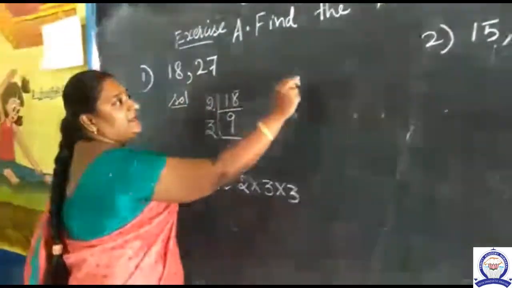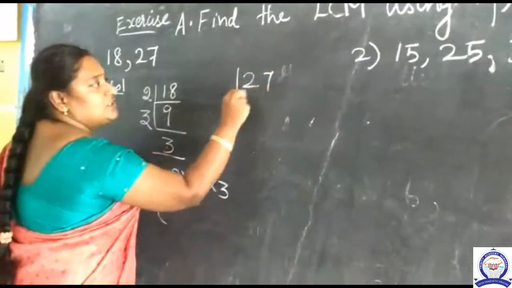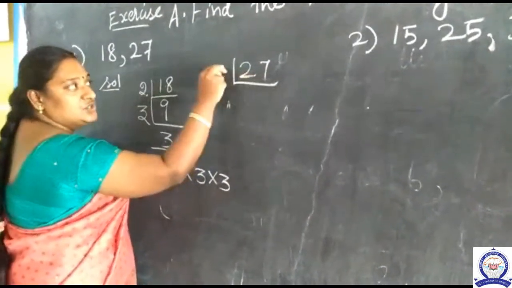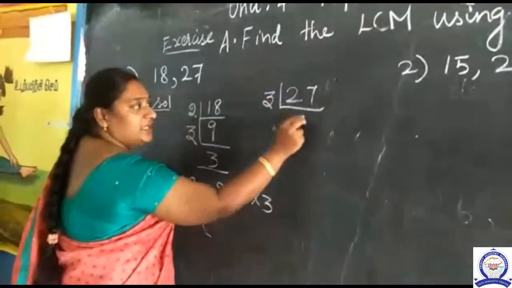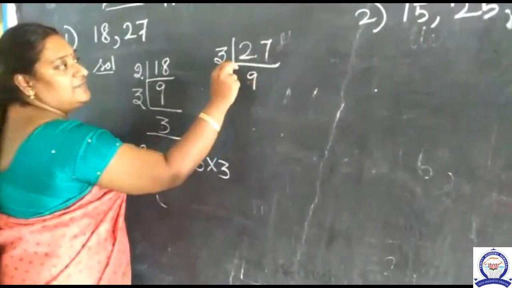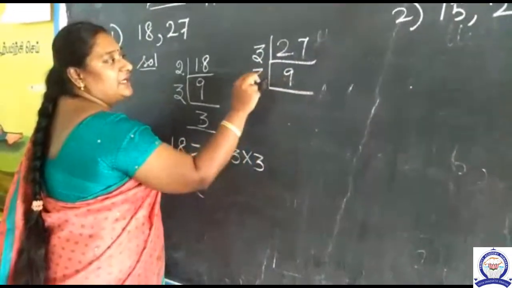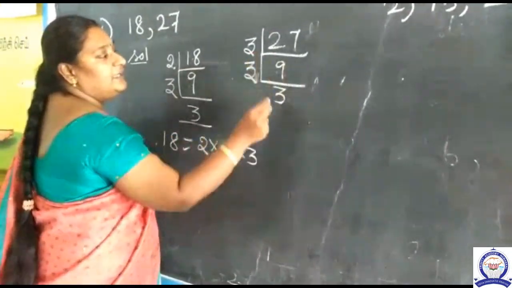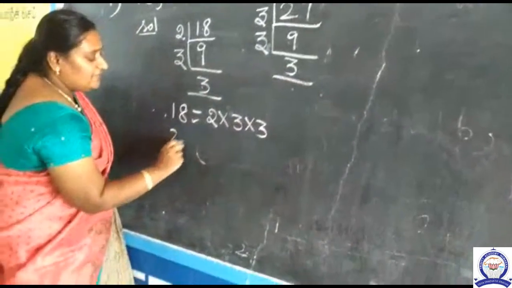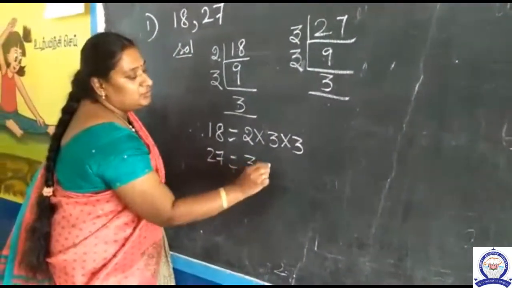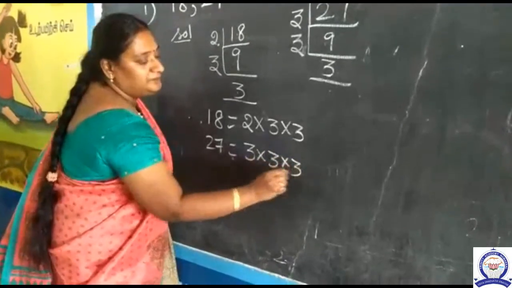Similarly, 27, using prime factorization. See the last digit, odd number. So start with the 3 table. 3 9s are 27. Again 9, so again the 3 table. 3 3s are 9. Therefore, 27 can be expressed as 3 into 3 into 3.